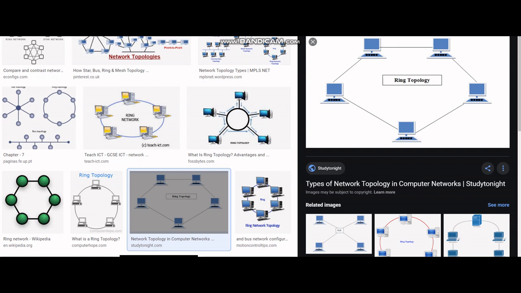Okay, so let's talk about some of the advantages. The possibility of collision is minimum in this type of topology, and it's cheap to install and expand. Some of the disadvantages of a ring topology is, oh, sorry, y'all. Troubleshooting is difficult in a ring topology.